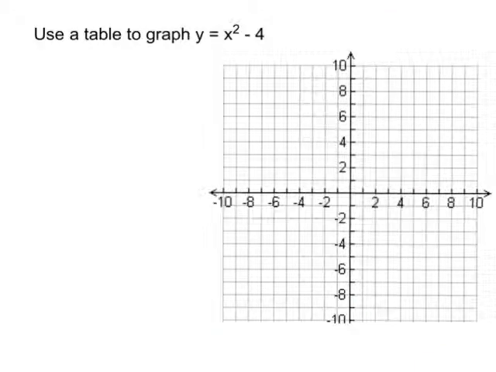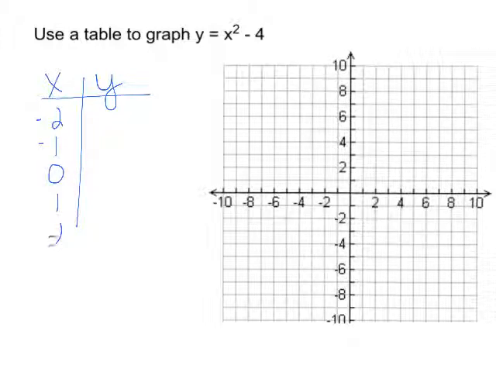Go ahead and pause the video, and I want you to try this one on your own, and use a table to help us graph this. So if I have my table of x and y, I'm just going to choose some points. So we'll do -2, -1, 0, 1, and 2.